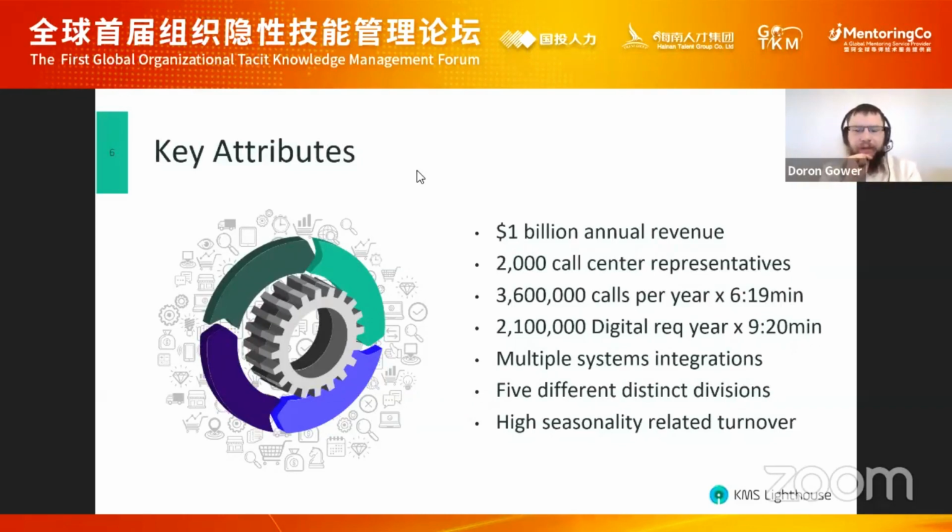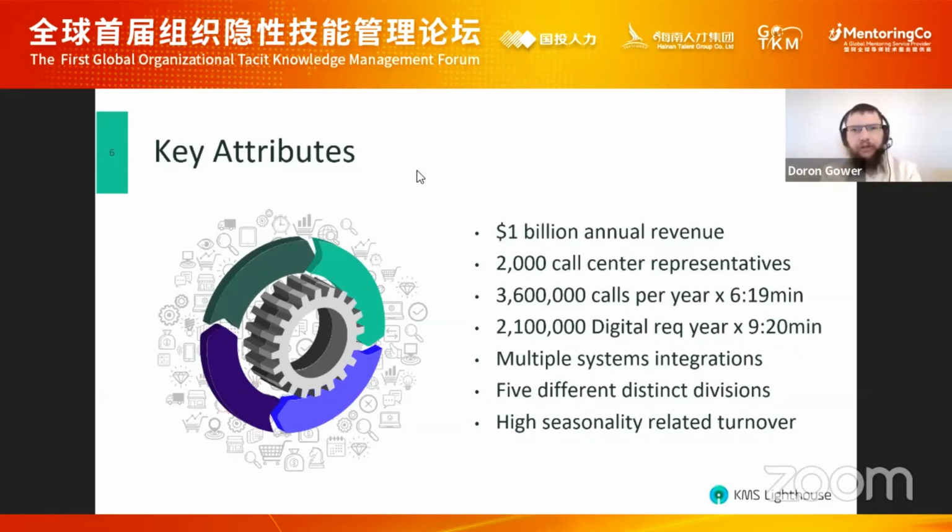Also handling digital interactions. And this equates to 2.1 million interactions per year and over a period of 9 minutes 20 on average. Multiple systems, different integrations, different divisions within the organization, and also a high degree of seasonality, turnover, and that's really critical for organizations as well. So it's great that you have experts within your organizations, but you also need to be able to support those areas within an organization, within a business, where there's a high degree of churn and turnover.